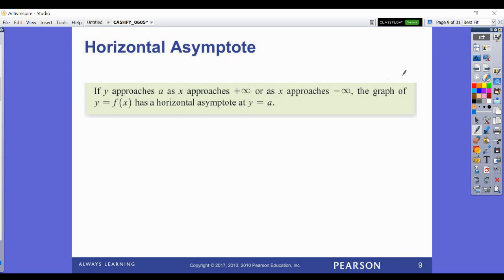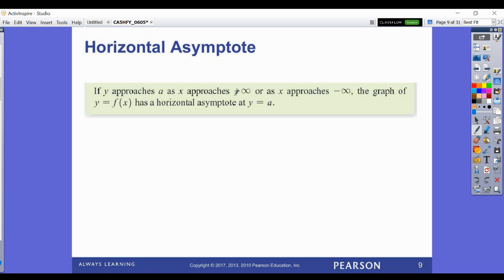So those were focusing on vertical asymptotes that go up and down. Now we're going to look at horizontal asymptotes. So not every graph has a horizontal asymptote, and sometimes the graph can cross a horizontal asymptote. It can't cross a vertical asymptote because when you plug in 0 on the bottom, you're going to get undefined. So there's not going to be an answer there. But horizontally, it can cross it and come back down to it.